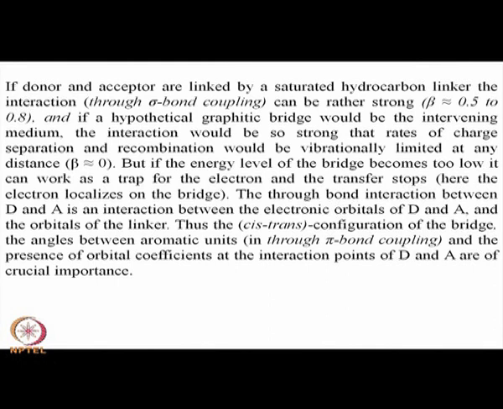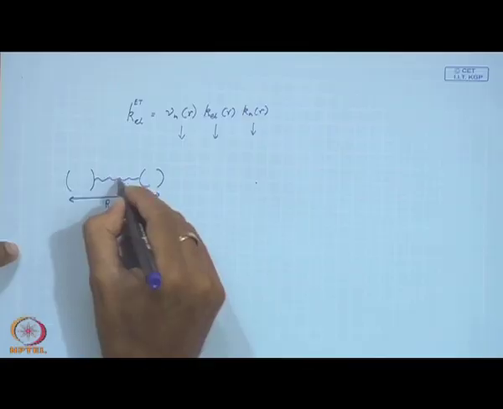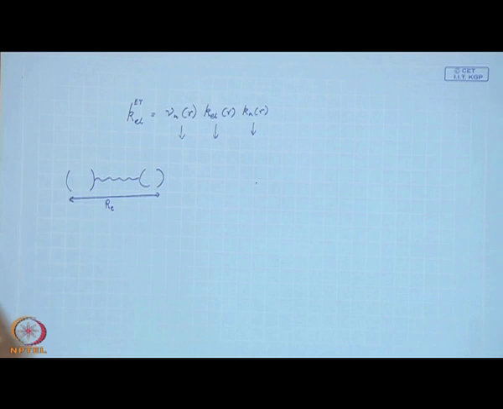The through bond interaction between D and A is an interaction between the electronic orbitals of D and A. So, it is basically electronic orbital interaction, okay, and the orbitals of the linker. I mean linker means orbitals involved in the linker over here. So, if it is a through bond, all these sigma bonds or these sigma pi electrons are taking part in the interaction.